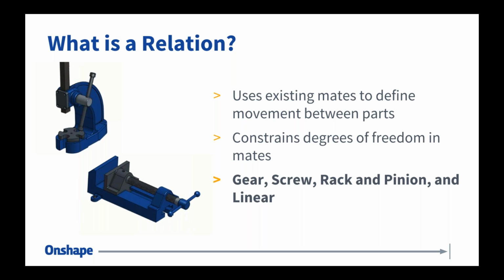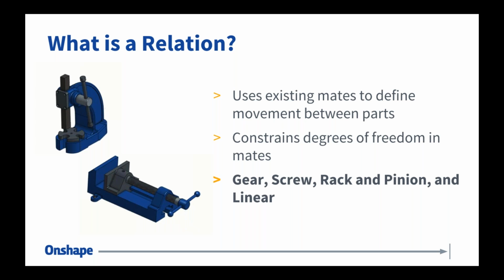So it uses the mates that you defined between your parts, and it uses that to define a relative motion. Now, I'll show you what that means in just a moment, but it brings up an important caveat. A relation must use existing mates, right? So you must have already mated the part into place, and then you use that mate to define what your relation would be. Now, it constrains the degrees of freedom that you have in your mates.